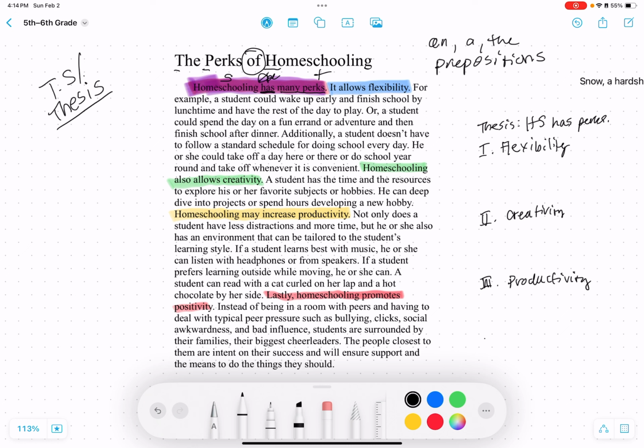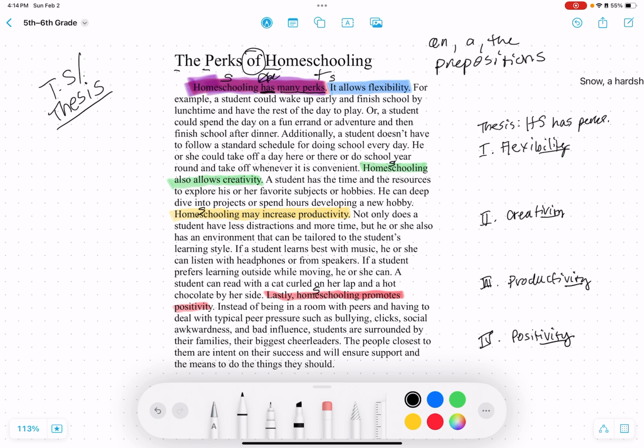And my fourth point is it promotes positivity. Now, did you notice what we did there? We kept it very parallel. All of our points match. We decided to do all "it"s. But notice also, homeschooling remained the subject of our main points.